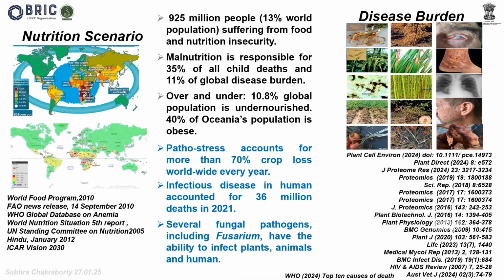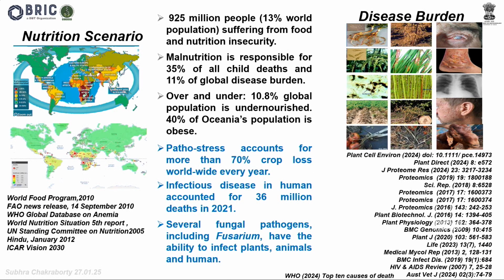At the same time, the other angle that is very important is nutrition and nutrition security. A little bit about where we stand today: 13% of the world population suffers from nutrition insecurity, and malnutrition accounts for 35% of all child deaths and 11% of the global disease burden. The other side of the coin is overnutrition, where we are seeing a change in food habits, particularly for the younger generation.